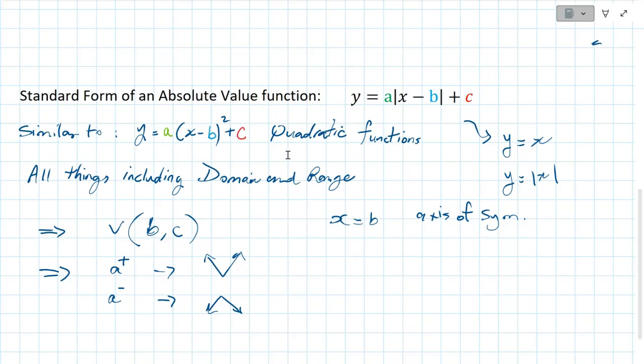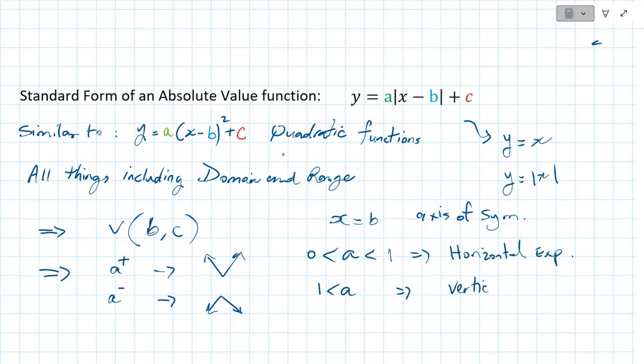And what else? If a is between 0 and 1, that means it is a fraction, you have the horizontal expansion. Okay? If a is greater than 1, then you have the vertical expansion.